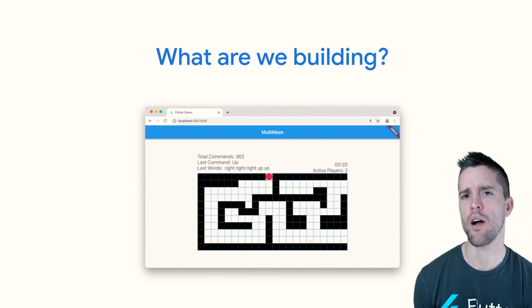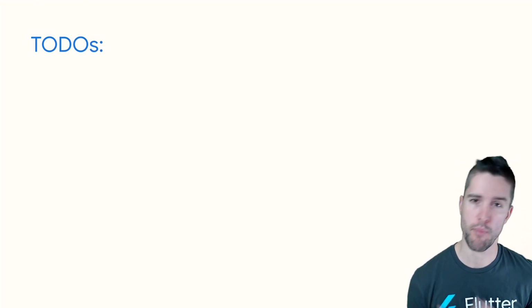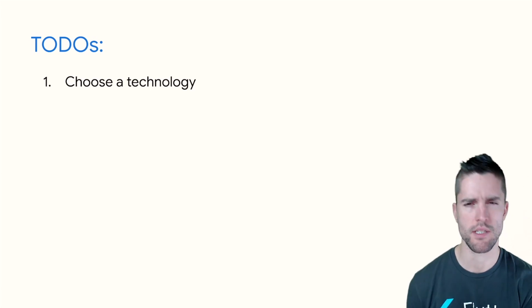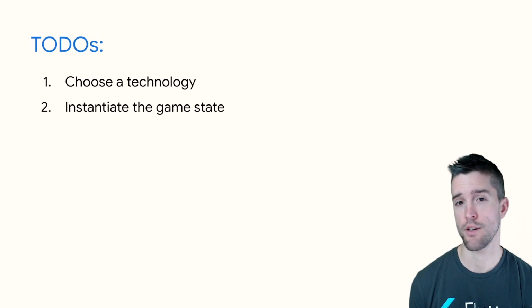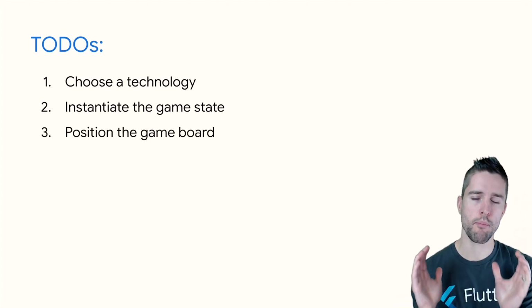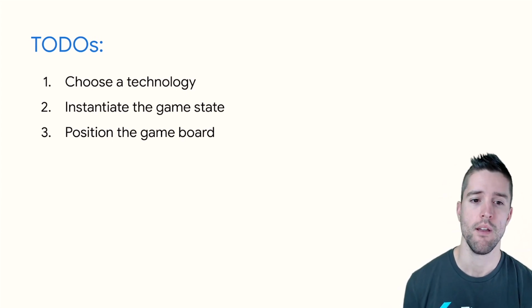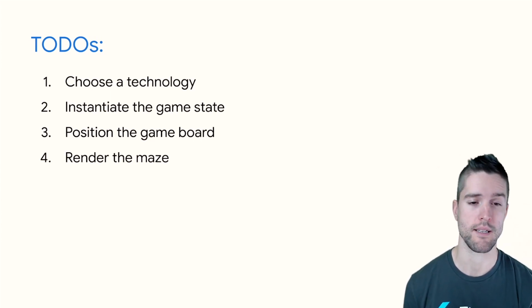But let's now think about our to-dos. What do we need to get done to actually deliver this game to Puff so that he can make it a multiplayer game? Well, first, we need to choose our technology. Obviously, it'll be Flutter-based. Then we need to actually write some code to instantiate our game state. Next, we need to position the board on the screen. And there's actually some subtle complexity there. Then, in that space that we've positioned, we need to render the actual maze.